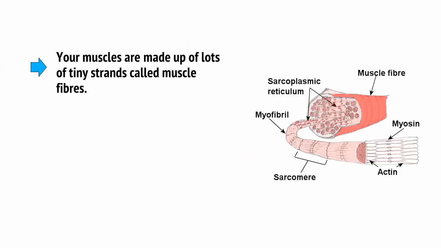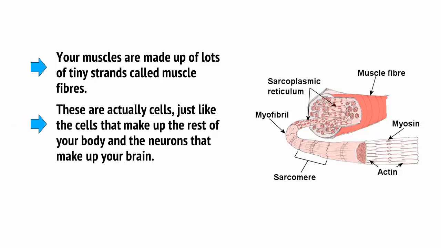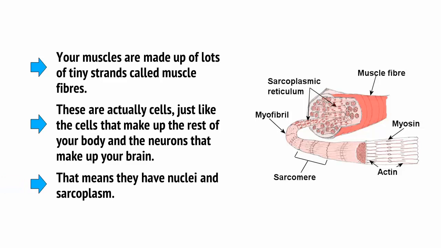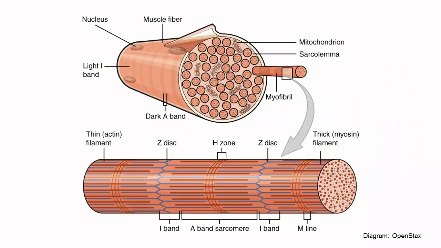Simply put, your muscles are made up of lots of tiny strands called muscle fibers. These are actually cells, just like the cells that make up the rest of your body and the neurons that make up your brain. That means they have nuclei and sarcoplasm, if you remember enough of your high school biology. The difference is that muscle fibers have multiple nuclei and they also have the ability to telescope in order to contract and expand. Of course, when this happens en masse, it causes your muscles to contract and expand too, and that's how you lift things in the gym.